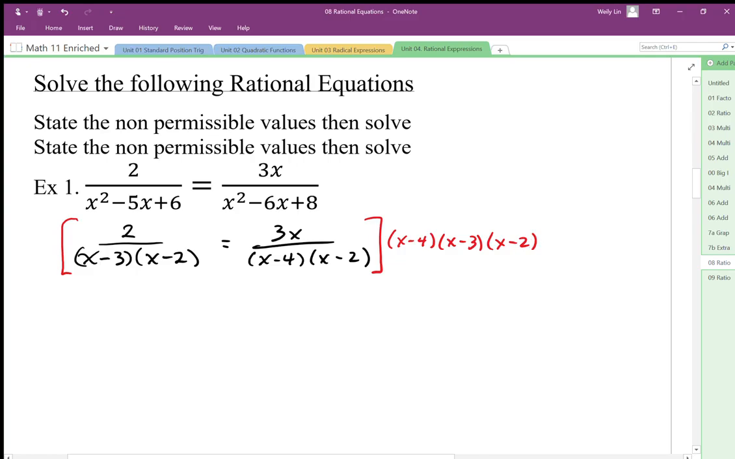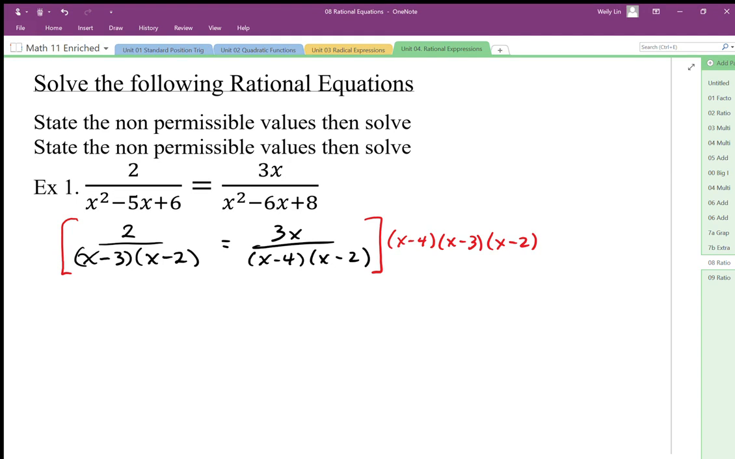This is really important: we don't double use factors when we don't need to. It gives us more complicated expressions to deal with, and in higher degree expressions it will potentially give us extraneous solutions that we don't want.